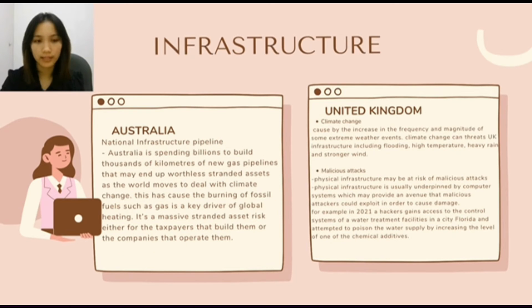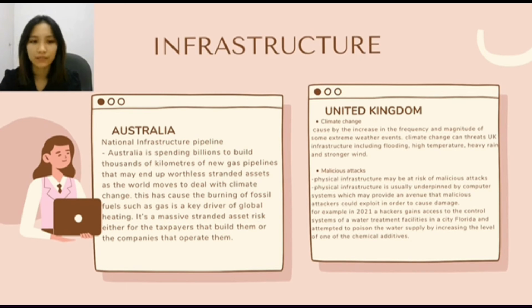For infrastructure in Australia, Australia is spending billions to build thousands of kilometers of new gas pipelines that may inadvertently become stranded assets as the world moves to address climate change. This has caused the burning of fossil fuels such as gas, and it is a key driver of global heating.